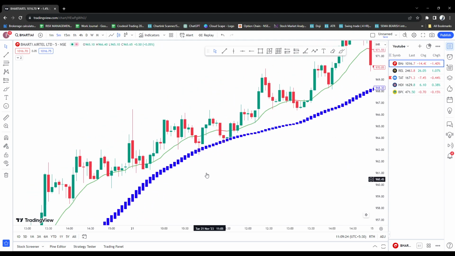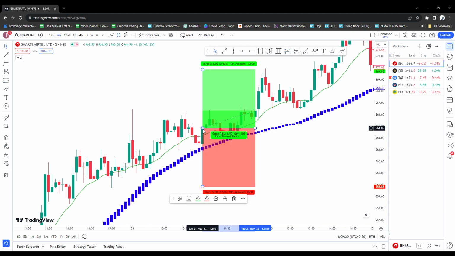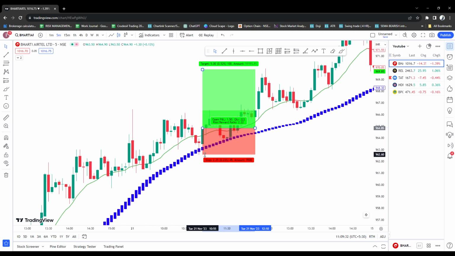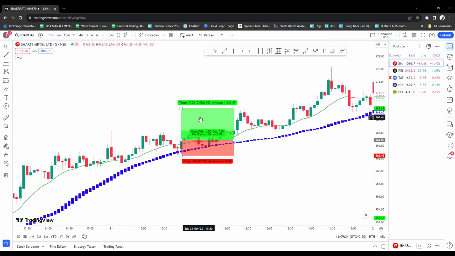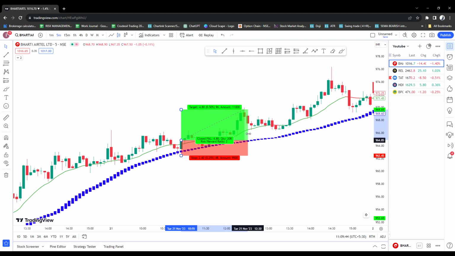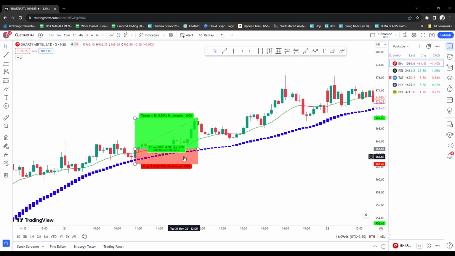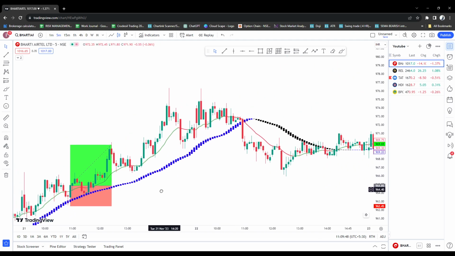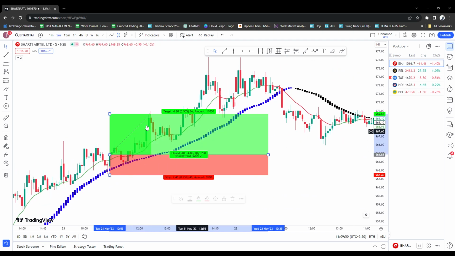If you see here, you have gotten a good rejection, that is a support, so you enter here. This is your stop loss, 1:2. This is 1:2. Did we get it? Yes, we did. We got it here, 1:2. If you trail your stop loss, you get even 1:3, 4 and 5.